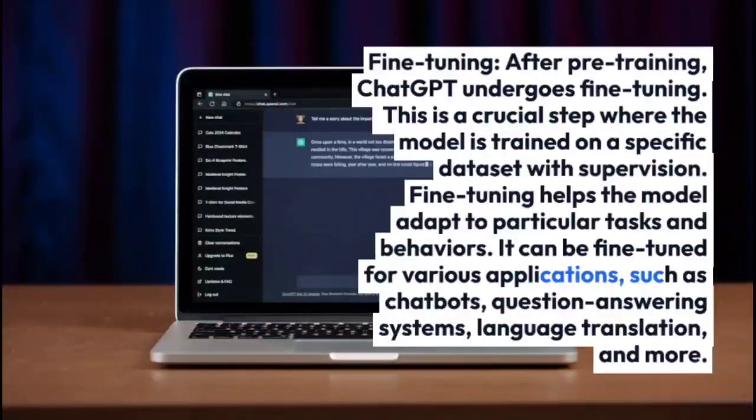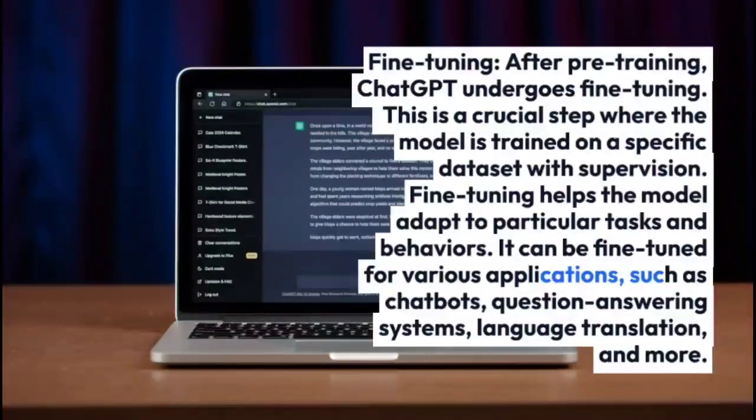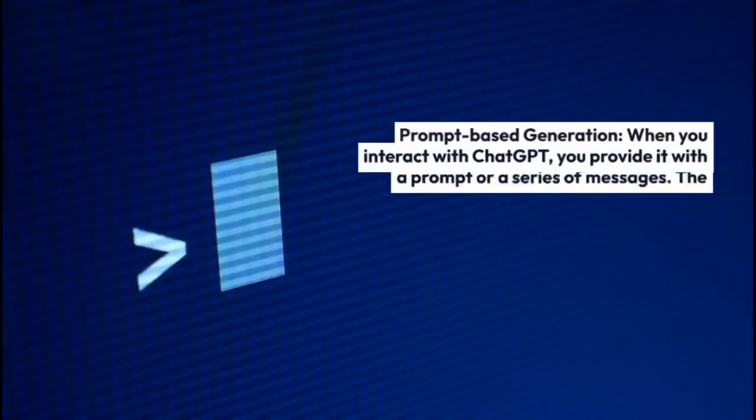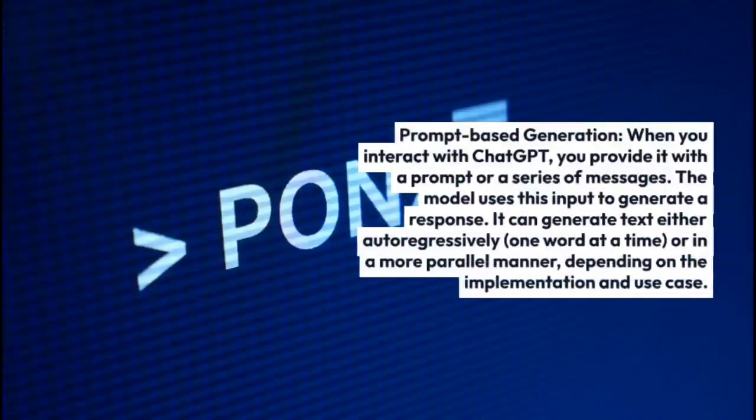Fine-tuning. After pre-training, ChatGPT undergoes fine-tuning. This is a crucial step where the model is trained on a specific dataset with supervision. Fine-tuning helps the model adapt to particular tasks and behaviors. It can be fine-tuned for various applications, such as chatbots, question-answering systems, language translation, and more.